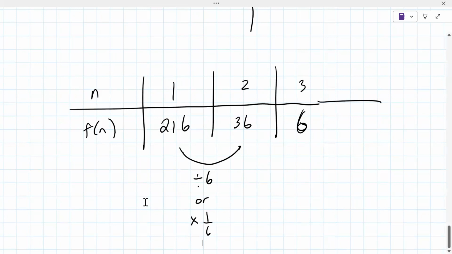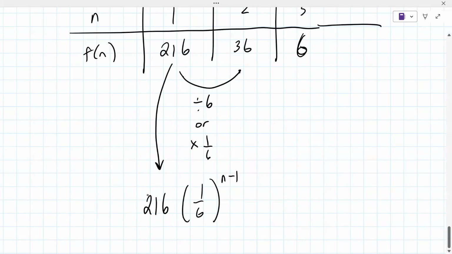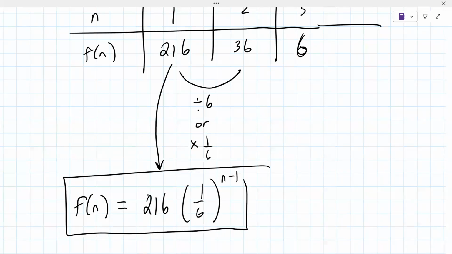Now this is a little bit odd, but it's 1/6, and then you put n minus 1, and then you bring this first number down. Whatever goes in parentheses is the multiplication, and then you bring the first number down. That's it. That's the function.